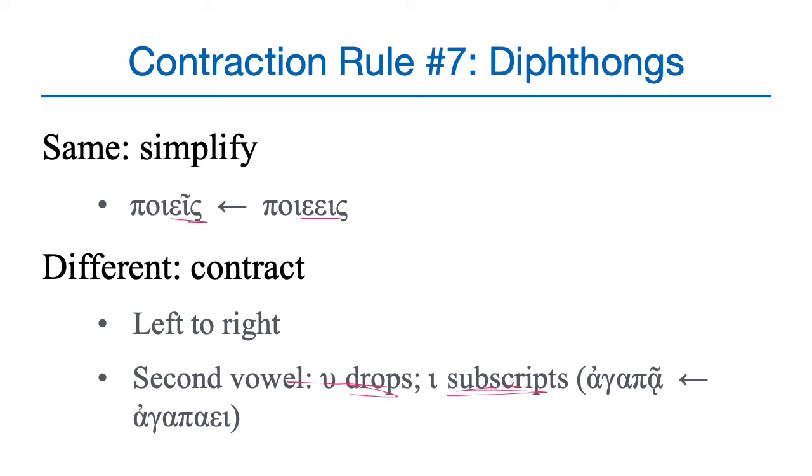Rule number 7, when you contract diphthongs, simplify. Poies is from poi, connecting vowel is epsilon, personal ending is sigma. Poies, epsilon plus the diphthong epsilon iota becomes epsilon iota with a circumflex, which indicates contraction.